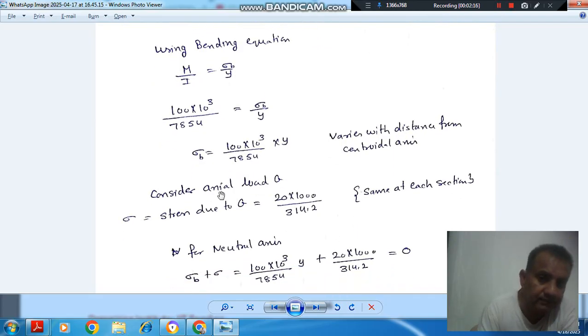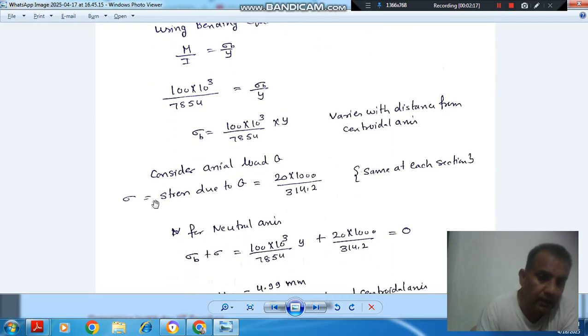So now consider the axial load. The axial load is Q, and the stress due to Q is load by area. So the load Q is 20 kilonewton, 20,000, and the area is 314.2. So that will remain constant at every section. It will not vary.